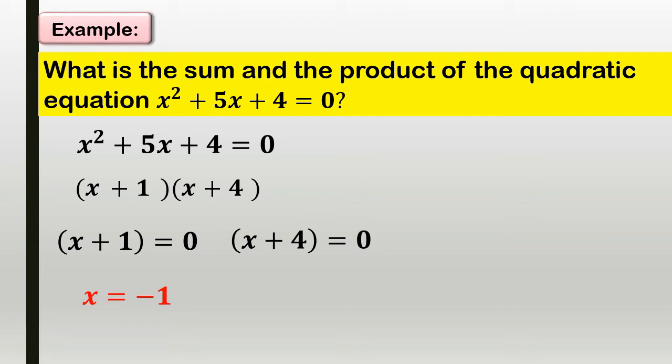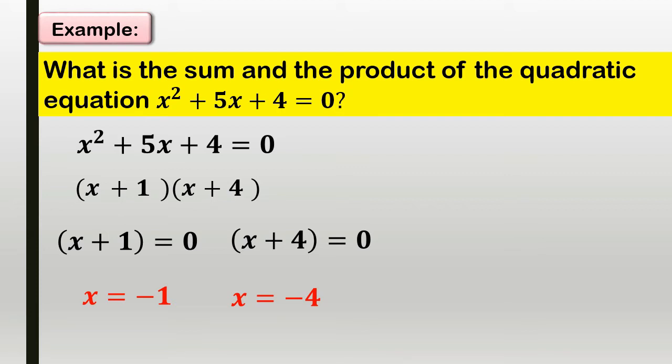Next, x plus 4 equals 0. Let's identify the value. Ililipat ulit natin si 4 sa kabilang side ng equation. So, positive will become equal to negative. Therefore, the value for x here is negative 1 and negative 4. Okay, so since may value na tayo ni x, madali na nating makukuha ang sum and product ng quadratic equation. Okay, so let's solve the sum and the product of the quadratic equation.